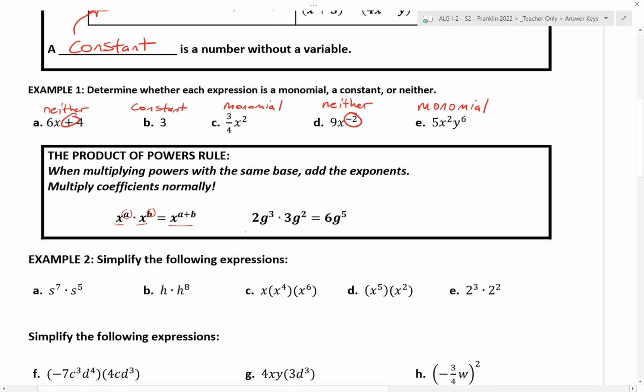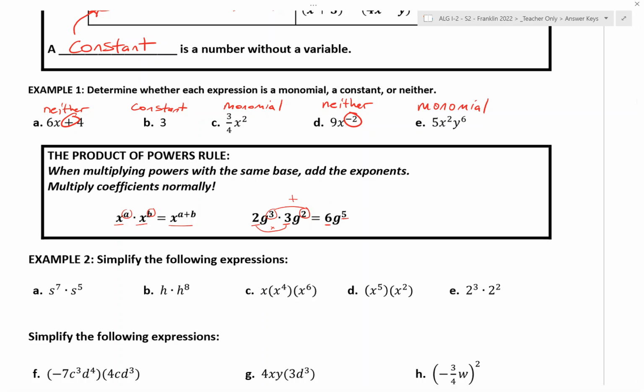Now if you have coefficients, like this, 2g cubed times 3g squared. Well, 2 and 3 get multiplied together to make 6. And then the exponents get added together. 3 plus 2, that's 5. So make sure when you look at monomials being multiplied together, you can multiply the coefficients together, but the exponents get added.